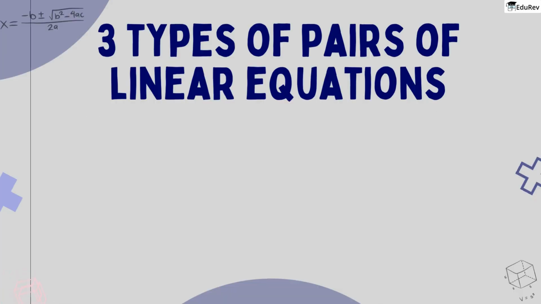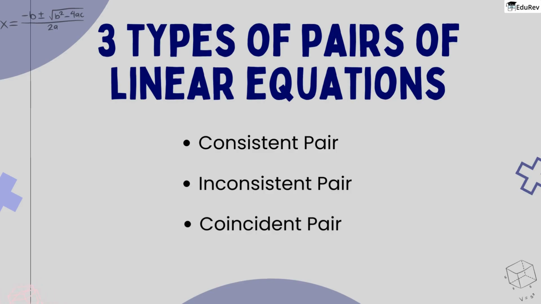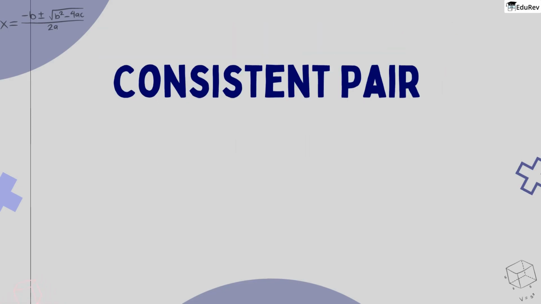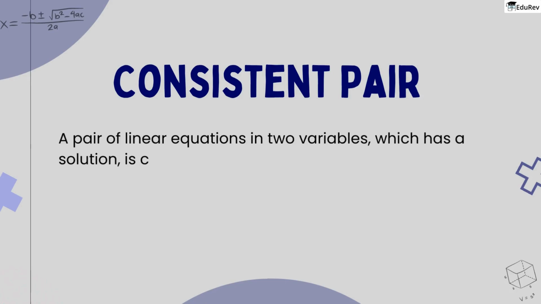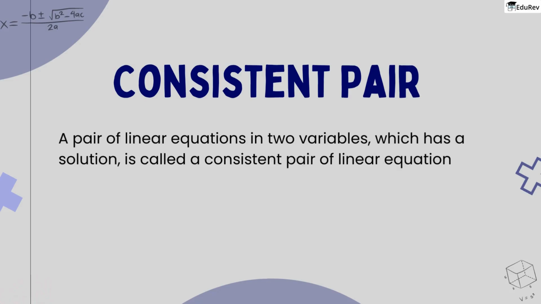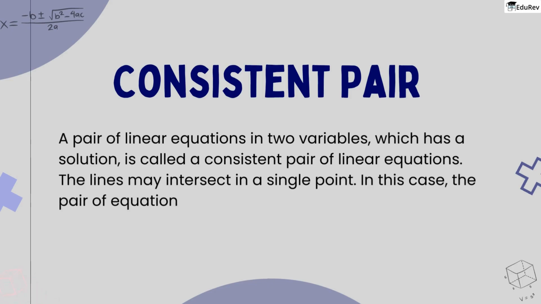What are the three types of pairs of linear equations? They are consistent, inconsistent, and coincident pairs of linear equations. We will first talk about consistent pairs of linear equations. A pair of linear equations in two variables which has a solution is called a consistent pair of linear equations. The lines may intersect at a single point. In this case, the pair of linear equations has a unique solution.